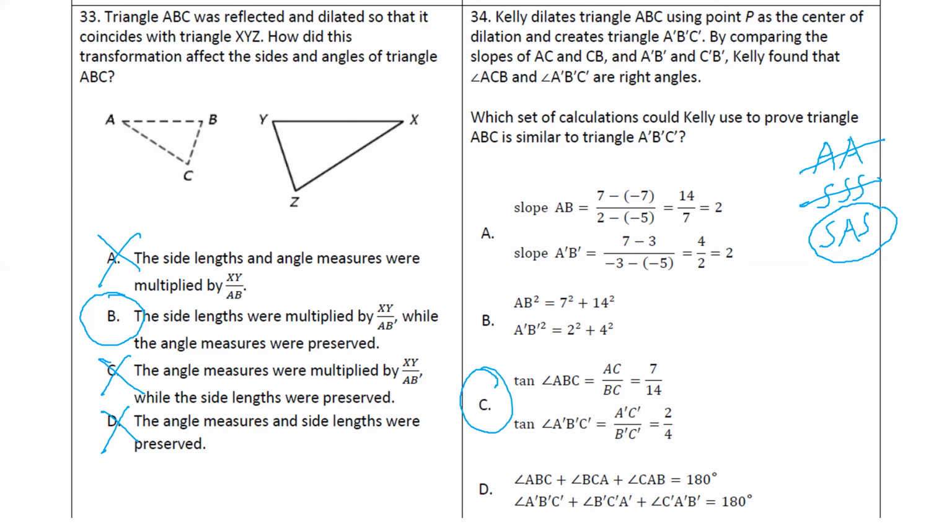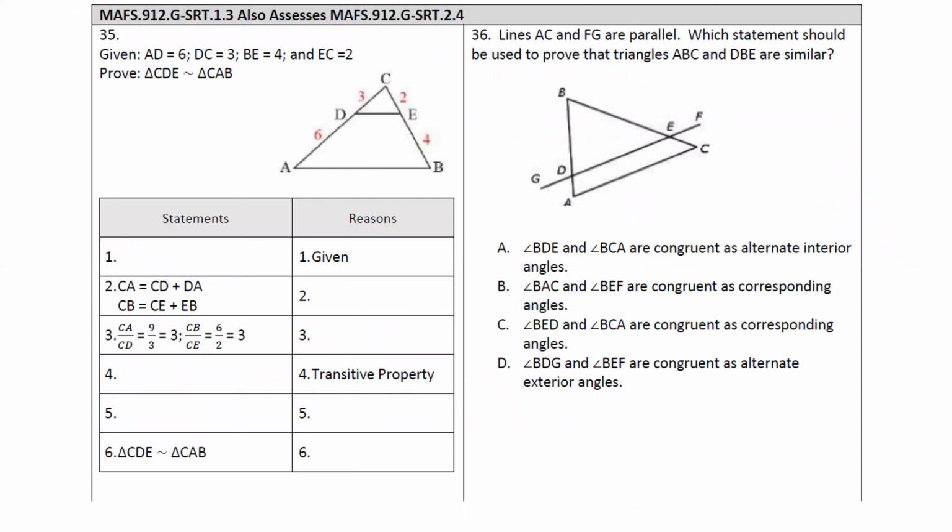Again, did I actually have to do all the work? No, because you could narrow down your answer based off of the ideas of how you would prove that they're similar. You had to use one of those three ideas, either AA, SSS, or SAS. SAS is the only one that's going to work based on the information they already gave us. So it narrowed it down to B and C. C is the only one that's going to be giving us any type of ratios comparing sides. So it had to be C.